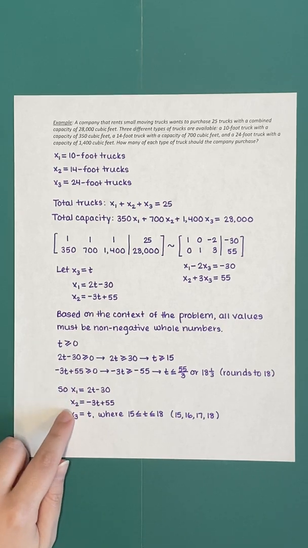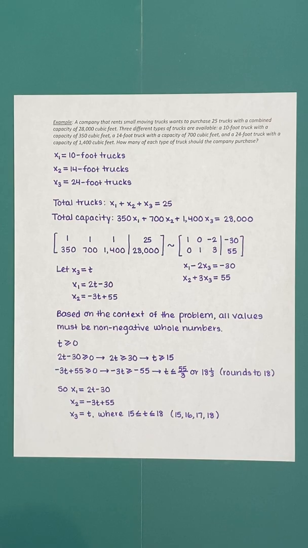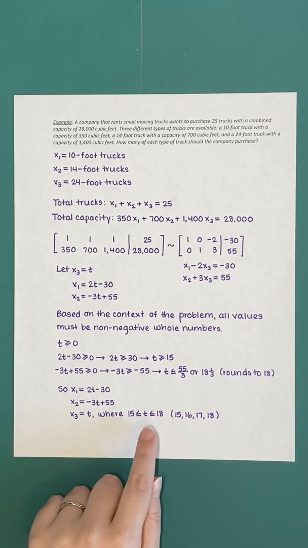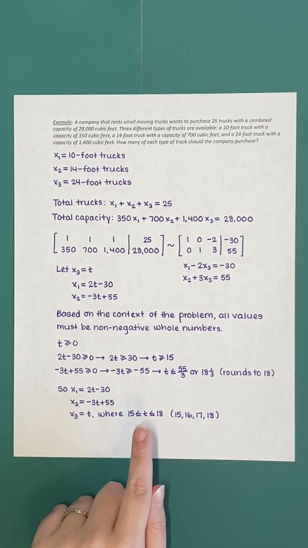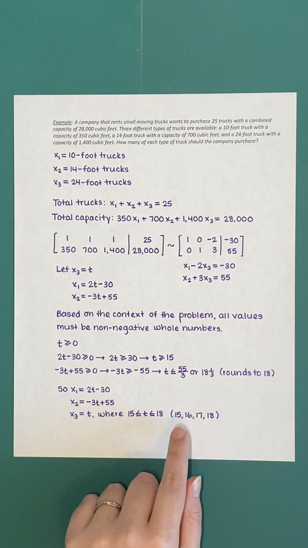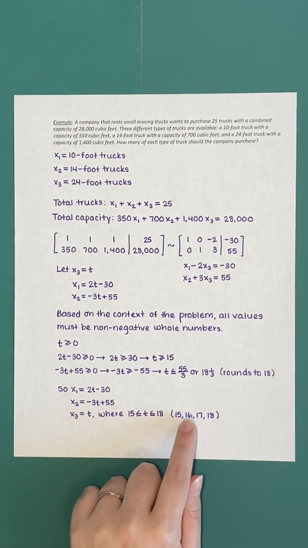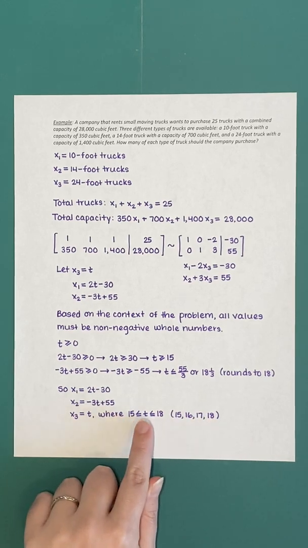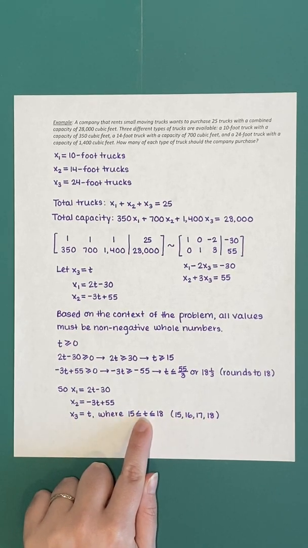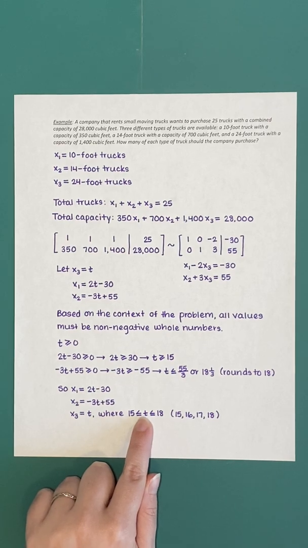These formulas are going to express the possibilities, but we'll only get an actual solution to the problem when t is between 15 and 18, including 15 and 18. Again, we can't have fractional numbers though. So that means exclusively 15, 16, 17, and 18. Those are the values that we could have for t that would result in an actual solution to this particular problem.